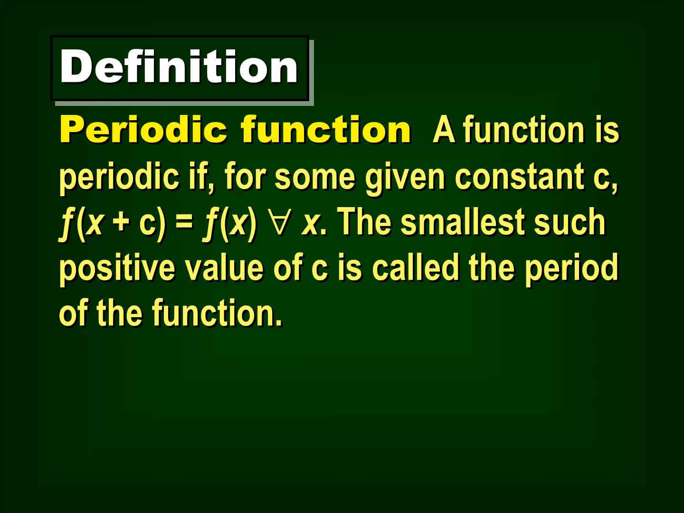So a periodic function is defined for some constant c where f of x plus c is the same as f of x. Basically the c doesn't do anything because it repeats itself, okay? And then the smallest such positive value of c is called the period of that function.